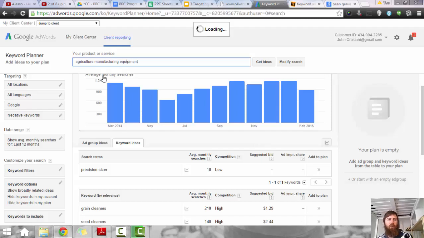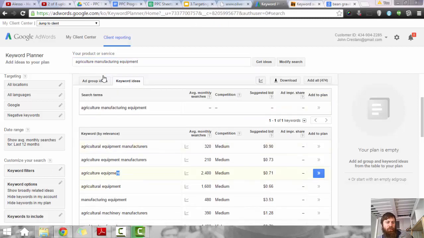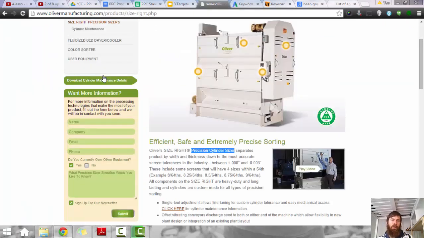So this may actually be too broad. If I looked for agriculture manufacturing equipment, that may constitute way too many things. So agriculture equipment. Again, this is a very specific industry, but it may be too broad to look at some of these things. Let's check this out. Milk, farm equipment. Yeah, this is going to be too broad. So in this case, we're going to leave it.